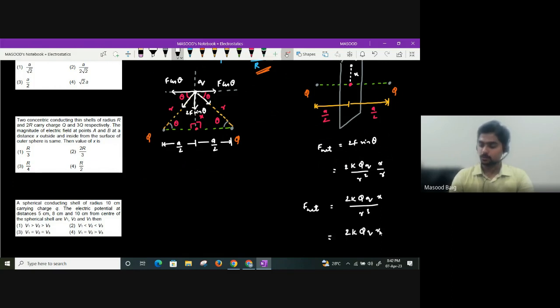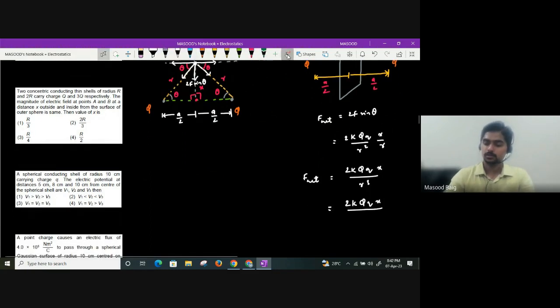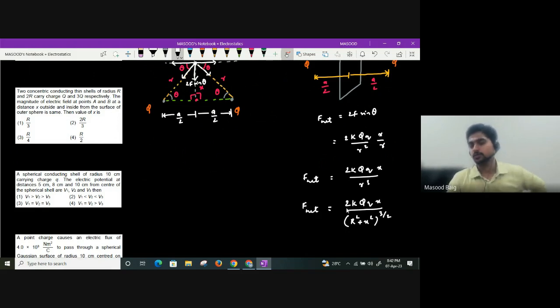And what is the small r value? 2k capital Q small q into x divided by small r, which will be under root of r square plus x square, yes. You will get it as r square plus x square, with the under root giving the power 3 by 2. Now, will the 2 value change? No. Will k change? No. Will capital Q change? No. Will small q change? No. Capital R is nothing but a by 2 here, sorry. So will I get a by 2 whole square, and will a by 2 change? No. What is changing here? x will be changing.